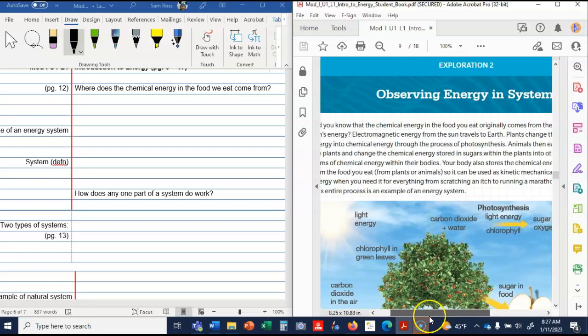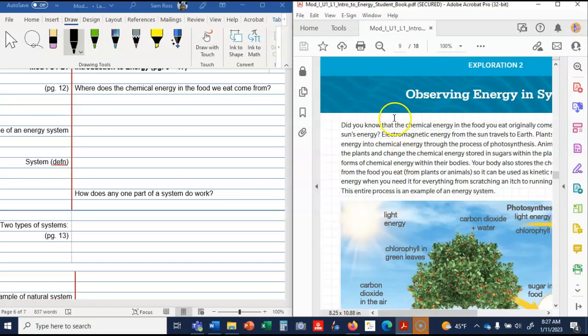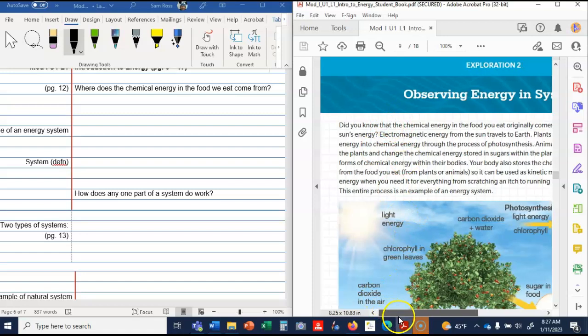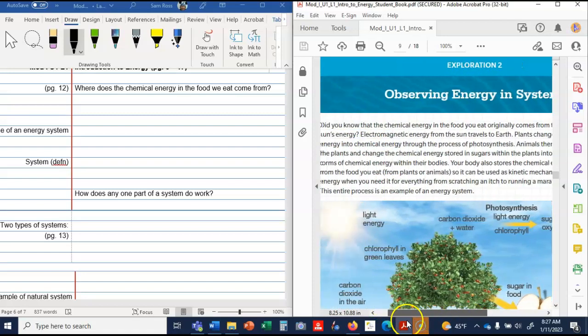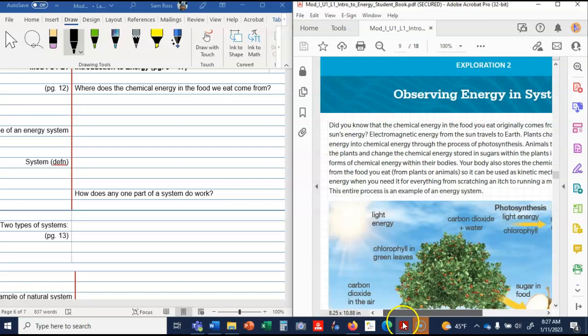Basically, it's saying, where does the chemical energy that's in our food come from? And this first sentence says, the chemical energy in the food you eat originally comes from the sun's energy. So you can write, it comes from the sun's energy.